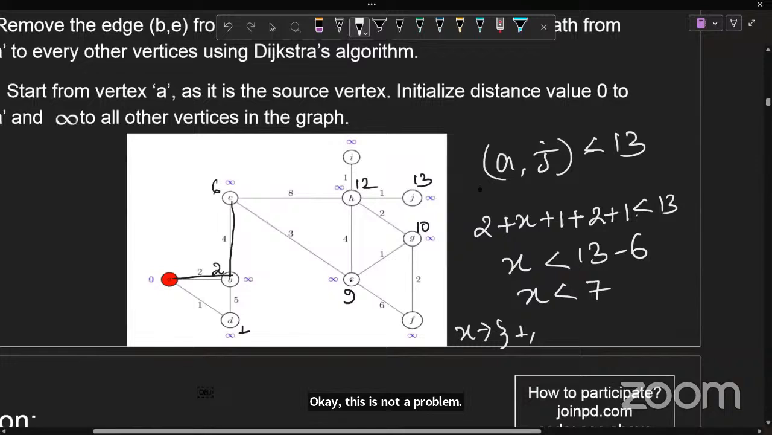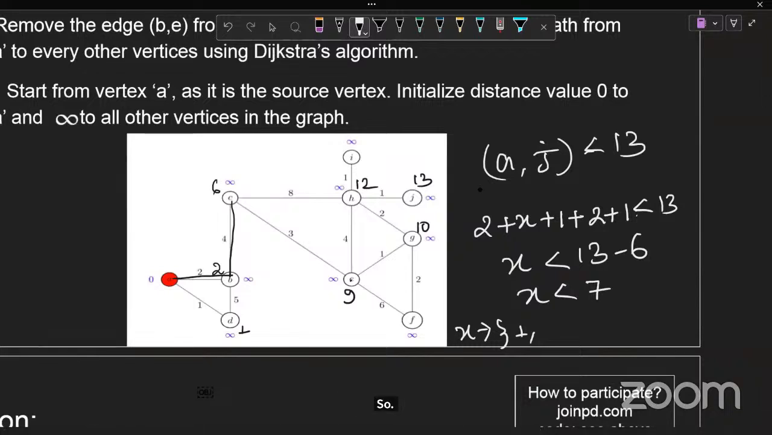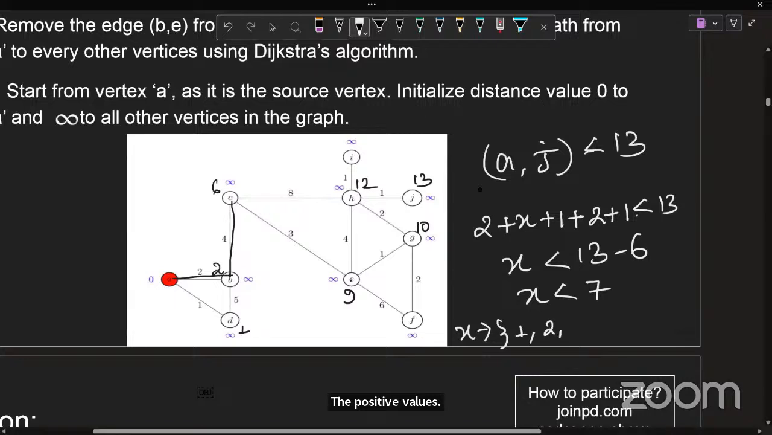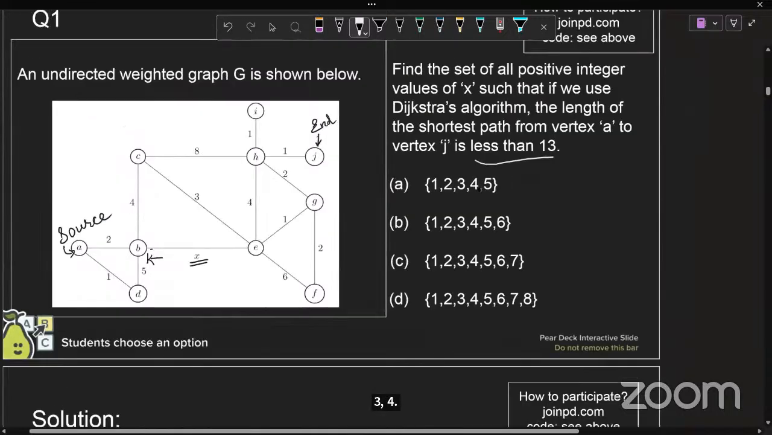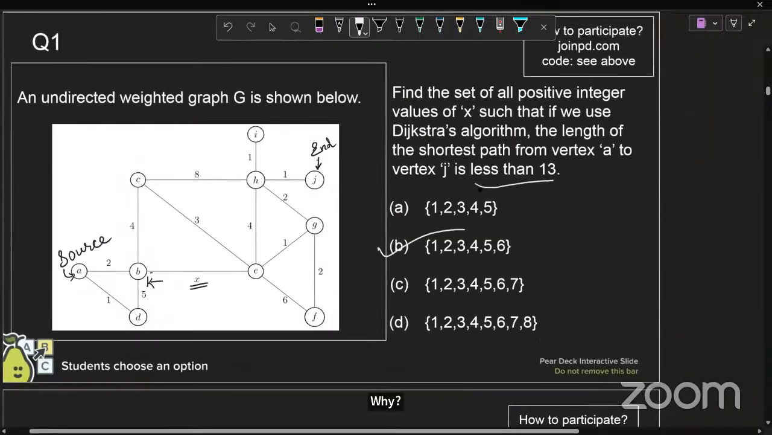Okay, so the value of x should be less than 7. But we know that in Dijkstra algorithm, we can't use negative values, right? We will always use positive values. So what are the possible values of x? 1, 2, 3, 4, 5, and 6. Okay. So these are the possible values of x. So option B is correct.